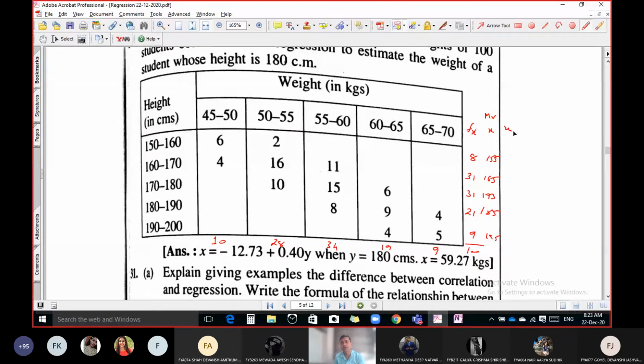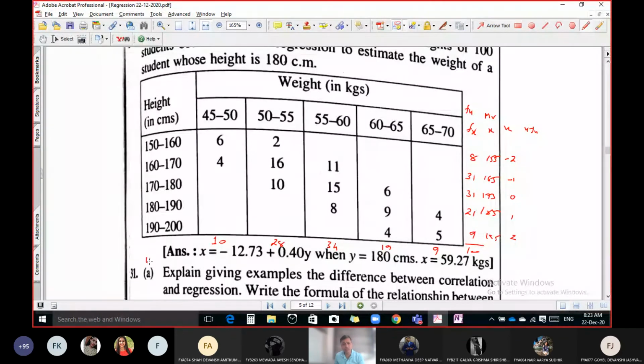Then you have to convert into u. Here you have to consider this as a, and here we get 0, here we get -1, here -2, 1 and 2, because all values are equidistant. Then you have to multiply, this is nothing but fu, you have to multiply u into fu, then u square into fu. Simple calculations there. Check your calculation once again. Do you follow this? Yes, sir.